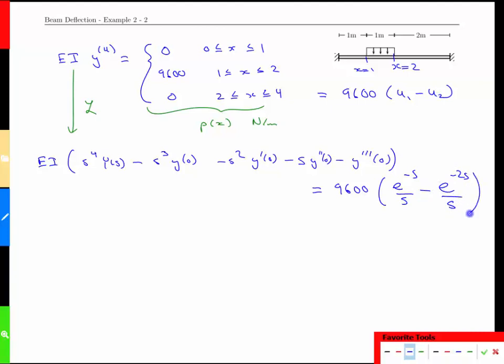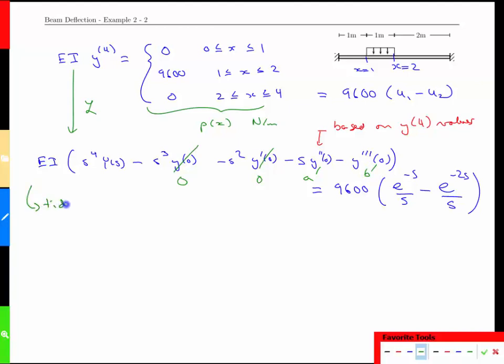Now we have some initial conditions that are provided. Again, the slope and the value of y at the left-hand end are both 0. These values here are a little more complicated. They're going to be based on y of 4 values, but we don't know those yet. And what we need for our equation right now is y of 0. So what we're going to do is call this A, call this B, and we'll solve for them later.